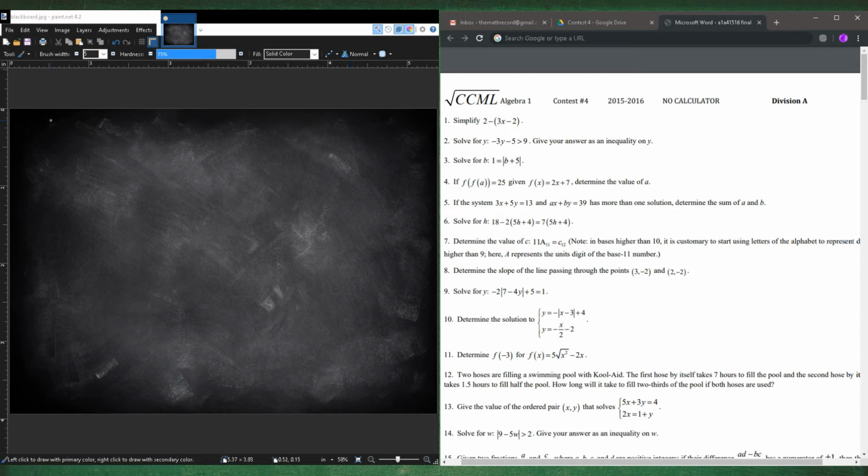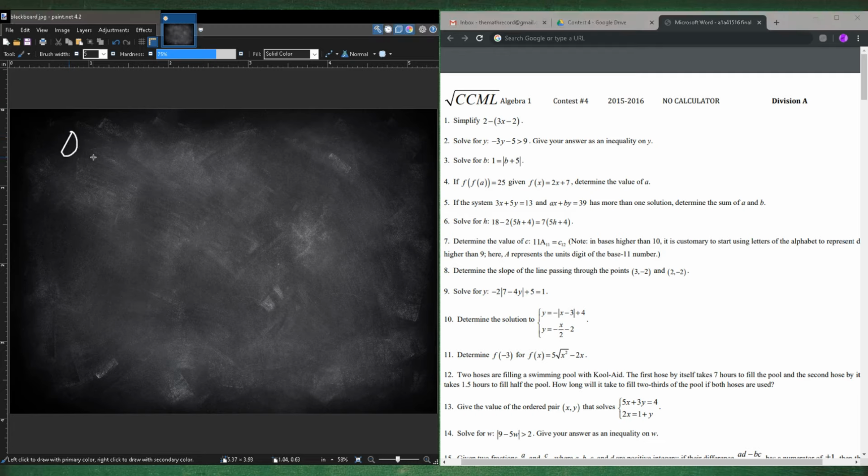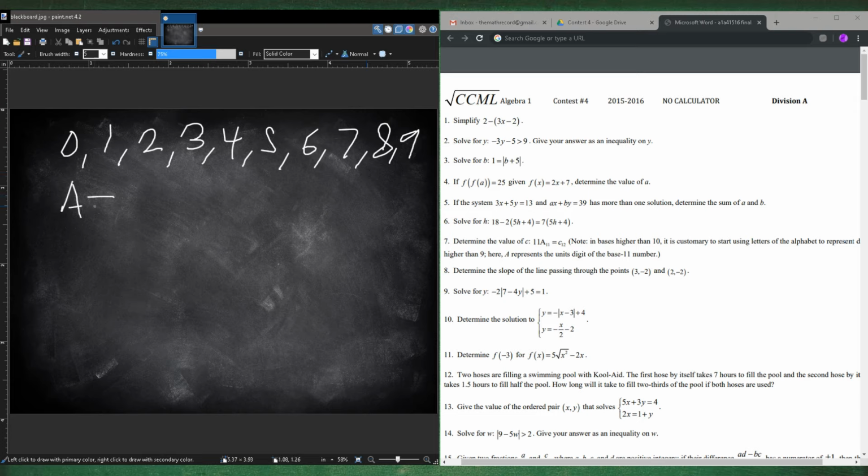Basically, we're using the normal number system: 0, 1, 2, 3, 4, 5, 6, 7, 8, 9. What they're saying in the note is that A will be equal to our 10, B will be equal to our 11, C will be equal to our 12, D will be equal to our 13. But this c right here is a variable, so it's not that c is equal to 12. We just have to find out what c is.